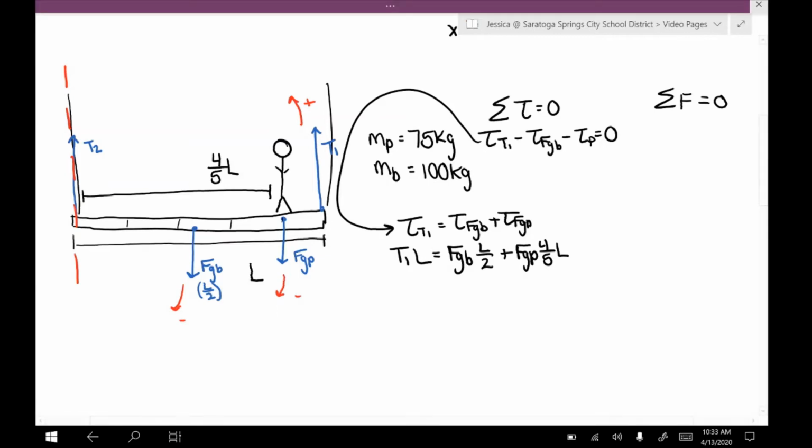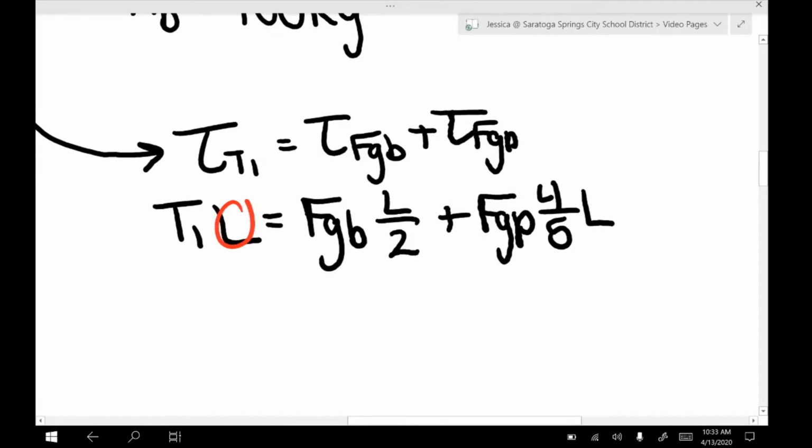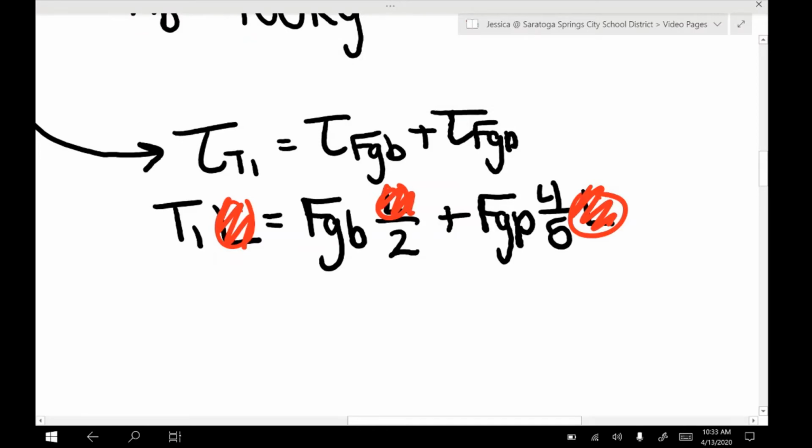Okay. Awesome. Now, if I look right now, there is an L in every single term. I have one here, and one here. And if there's an L in every single term, then that means it can go ahead and cancel. The fractions still stay, but the actual variable L can cancel, which is great because I don't know what L is. So this becomes T1 equals, okay, 1/2. I'm just going to pull out that 1/2 out front to make my life easier, plus 4/5 FGP.